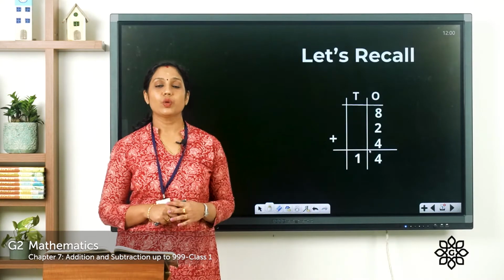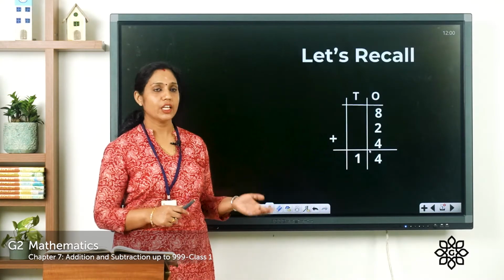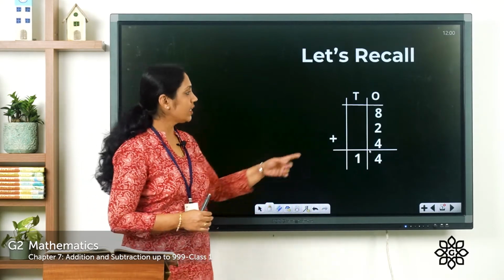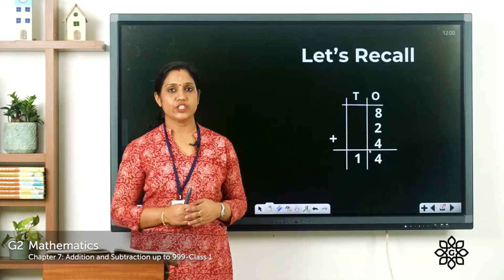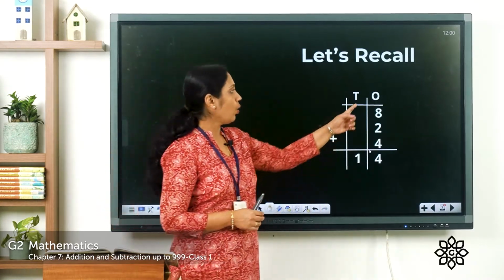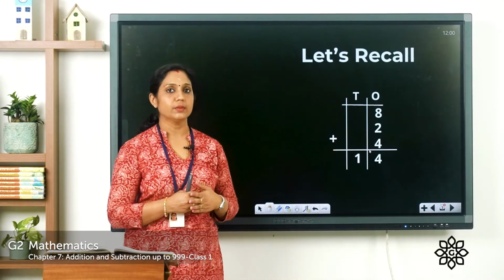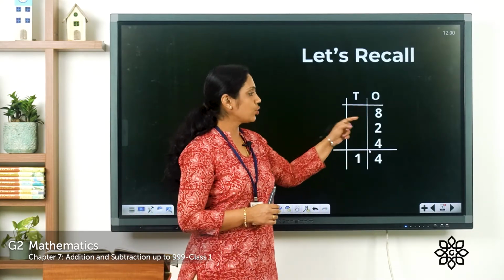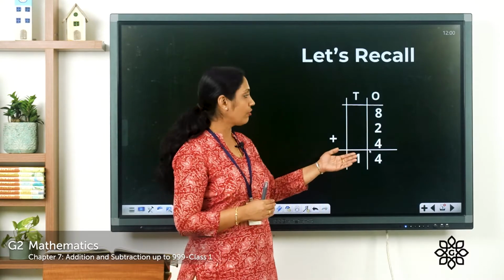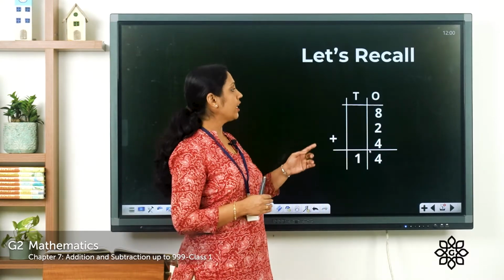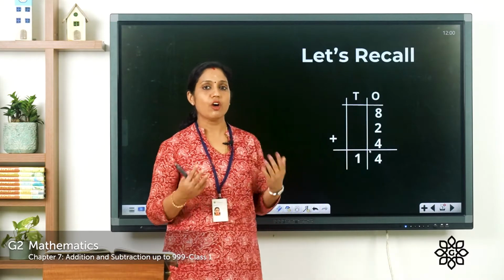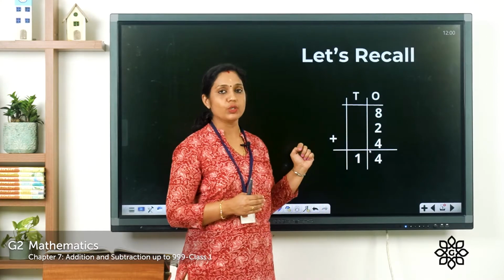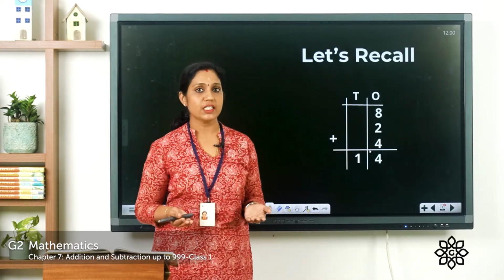Now let's revise what we have learned in our previous chapter. Here you have the numbers 8 plus 2 plus 4. These three numbers are one-digit numbers and we have to place them in the ones position, and now we have to add them. When you have three numbers, what do you have to do? First you add the first two numbers, and with that answer you add the third number. So we have 8 plus 2. How much is 8 plus 2? It is 10, and with that 10 we have to add 4. So 10 plus 4 is 14.